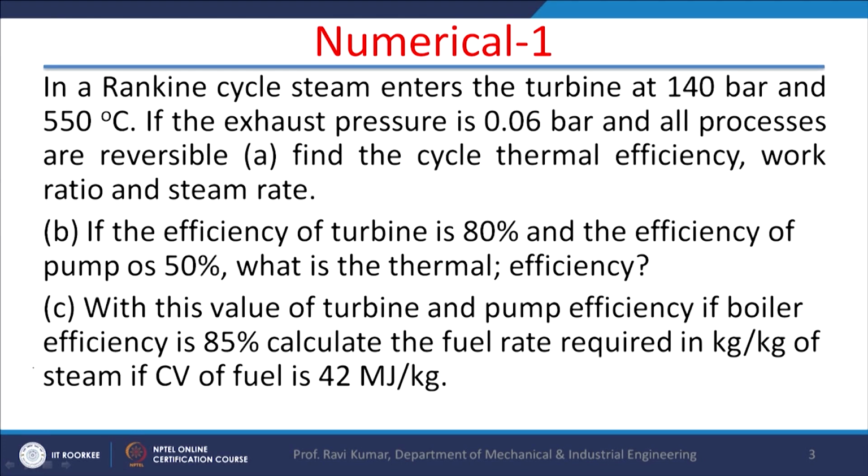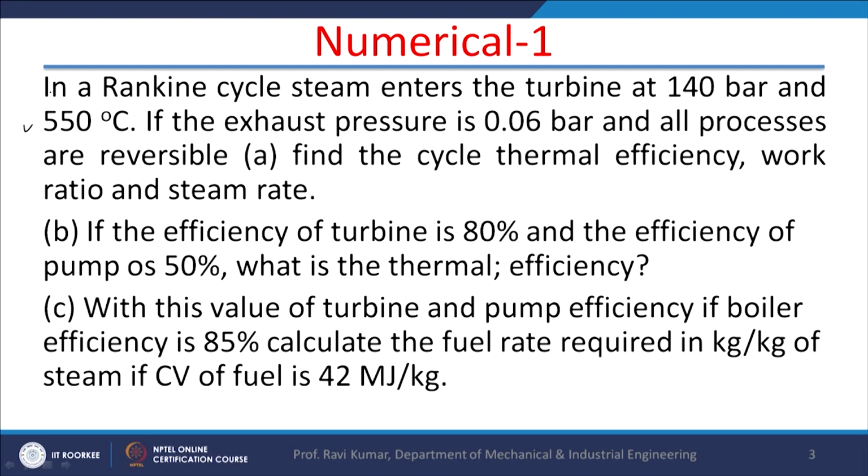Now numerical number 1 is based on the Rankine cycle. In a Rankine cycle, steam enters the turbine at 140 bar and 550 degrees centigrade. Obviously this steam is superheated steam. If the exhaust pressure is 0.06 bar or 6 kilopascal, the order of vacuum is very high, and all processes are reversible, it is an ideal cycle.